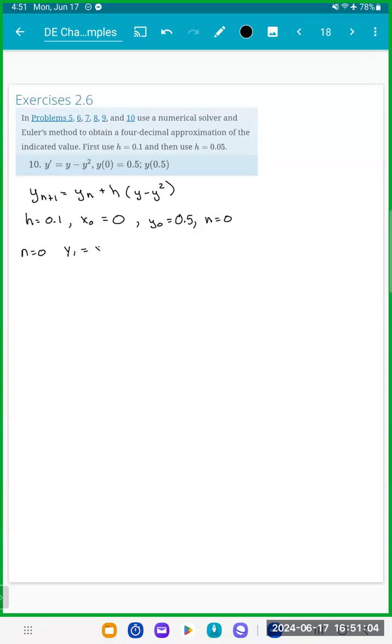that is going to give me y1 equals y naught plus h times y naught minus y naught squared. Okay, so that equals, I'm going to just put it underneath here. So my y naught is 0.5 plus my h, which is 0.1, times my y naught, which is 0.5, minus 0.5 squared. Okay, so that's going to give me 0.5250.